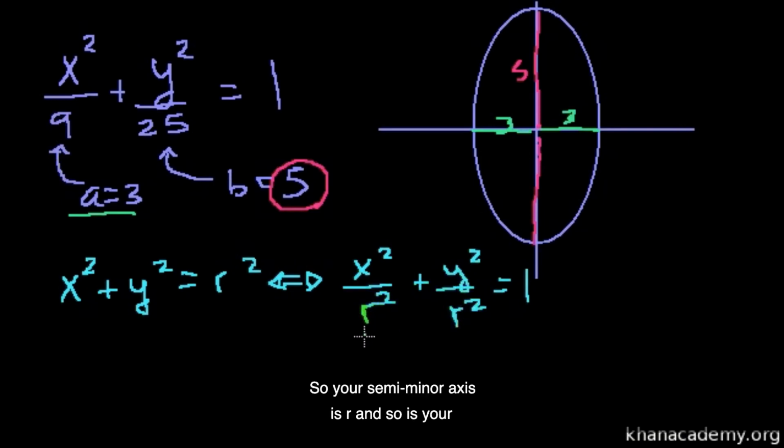So your semi-minor axis is r, and your semi-major axis is r. Or in other words, this distance is the same as that distance, and so it will be neither short and fat nor tall and skinny. It will be perfectly round. And so that's why the circle is a special case of an ellipse.